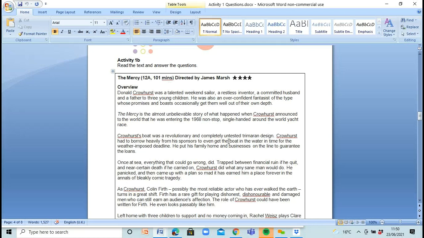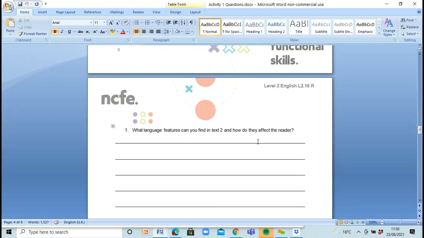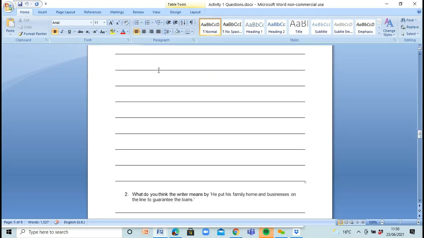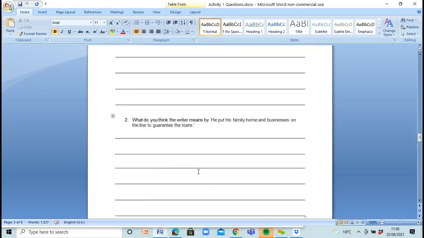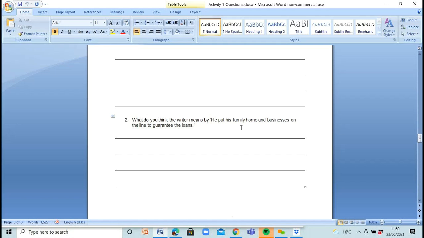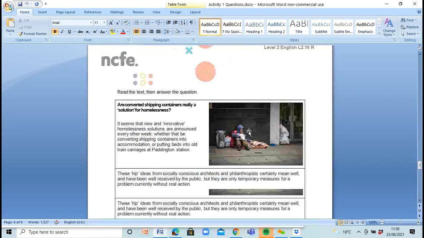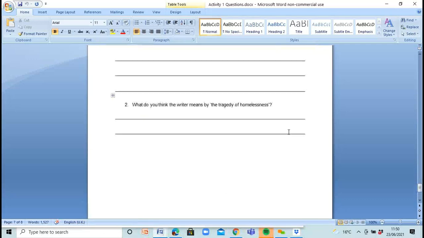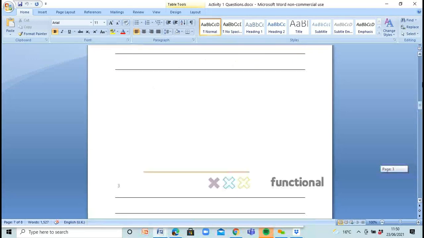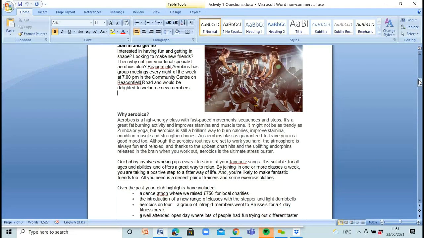1B, I want you to read that again. So read the text, it's a review, and I want you to answer the questions. And the questions are, what language features can you find in the text and how do they affect the reader? So as you can see with the lines, we want a detailed answer here. Number 2, what do you think the writer means by when he put his family, home and business on the line? And then number 3. So one activity I'll do with you, the other 2 you can do yourself. So I'm going to do a quick read of this and then we'll answer the first one together.